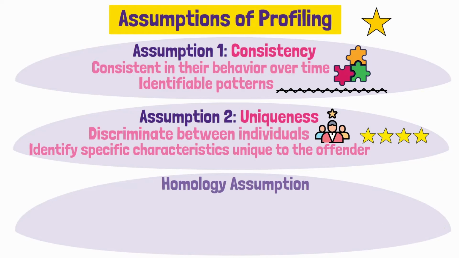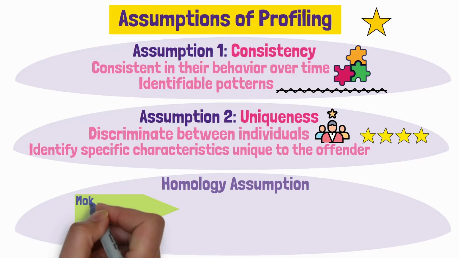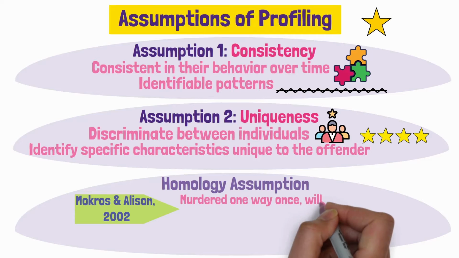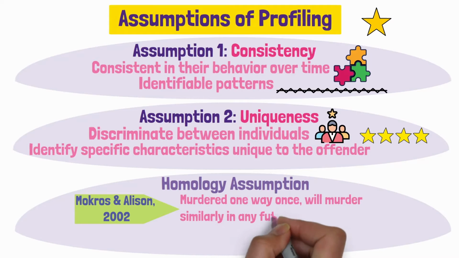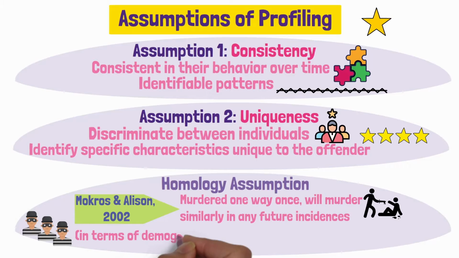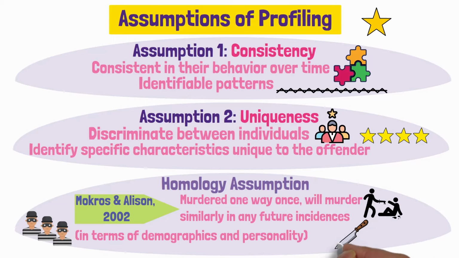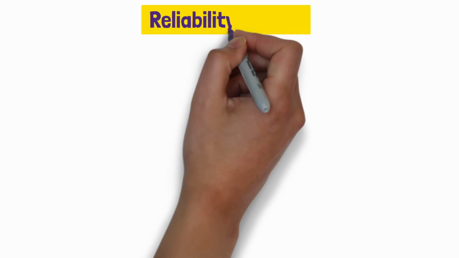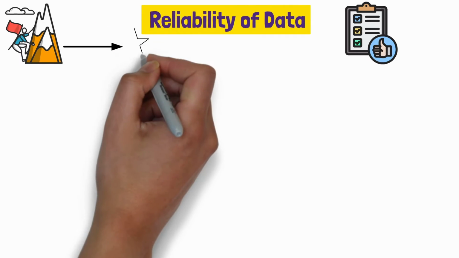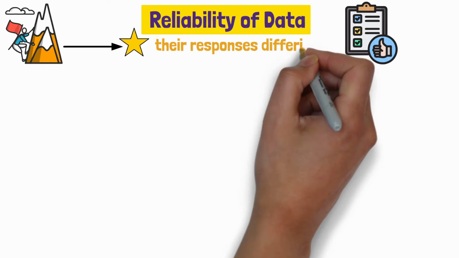The homology assumption, which was examined by Mokros and Alison in 2002, said, for example, that if a perpetrator had murdered one way once, they will murder similarly in any future incidences. This suggests that more similar offenders, in terms of demographics and personality, within the same crime category will show more similar offence-related behaviour. Additionally, the data used for profiling must be reliable, although this can be challenging due to the unique nature of victims and their responses differing.